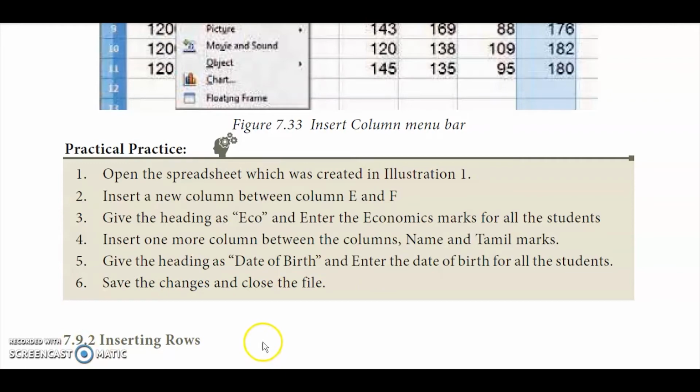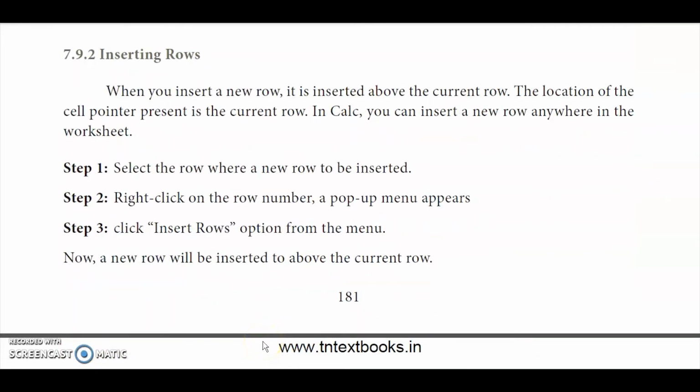Next comes inserting rows. How to insert a row? It is similar to inserting a column. First, select the row where a new row is to be inserted. Right click on the row number, and a pop-up menu appears. In that, click the Insert Rows option from the menu. Now a new row will be inserted above the current row. So if you select a column and insert, it is added to the left, and if you select a row and insert, a row will be inserted above the current row.